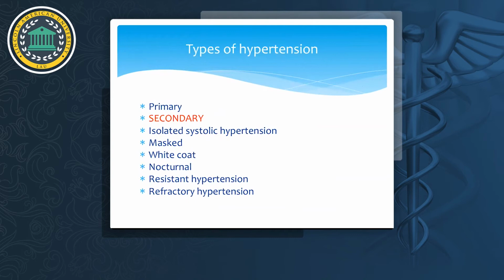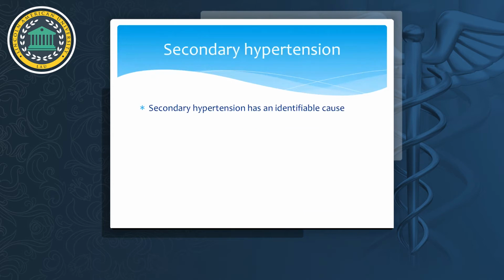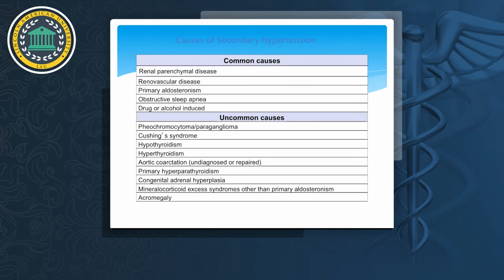Now, secondary hypertension, as you said, the primary hypertension is idiopathic when there is no obvious cause. Secondary, there is a cause. So secondary hypertension has an identifiable cause. So these are the common causes of secondary hypertension: renal parenchymal disease, renovascular disease, primary aldosteronism, obstructive sleep apnea, drug or alcohol induced. And then there are further uncommon causes of secondary hypertension.